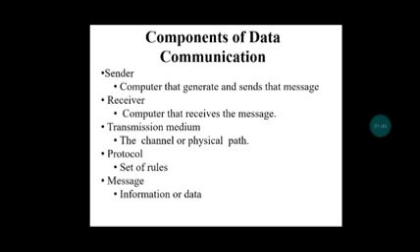Sender is nothing but a computer that generates and sends the message. Receiver is the computer that receives the message from the sender. Transmission medium: we have two types of medium used in network communication, wired and wireless media. Wired media connects the entire system with a wire, and for wireless media we use Wi-Fi connections. The protocol is nothing but a set of rules for transmitting data between sender and receiver. The message is information or data.